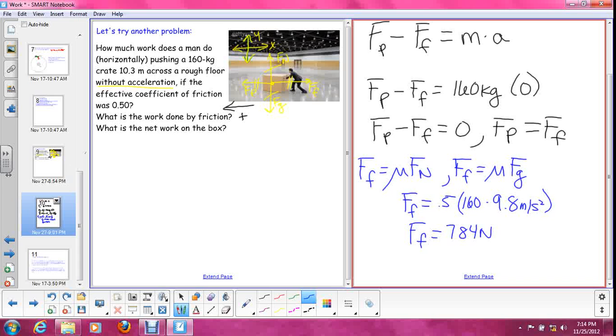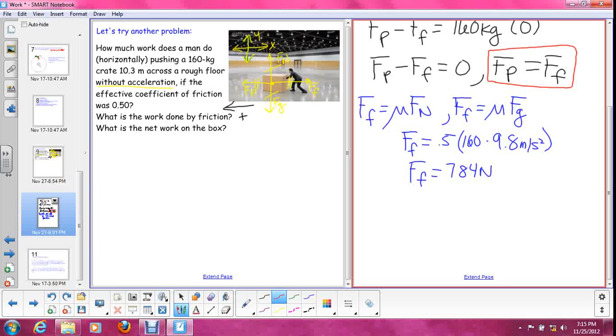Okay. So we know how much the force of friction is. But what does this tell us about the force of the push? Well, remember from up here, the force of the push on the box is equal to the force of friction because this box is not accelerating. So this also has to be equal to the force of the push. The only difference is one of them is going to be negative and one is going to be positive.